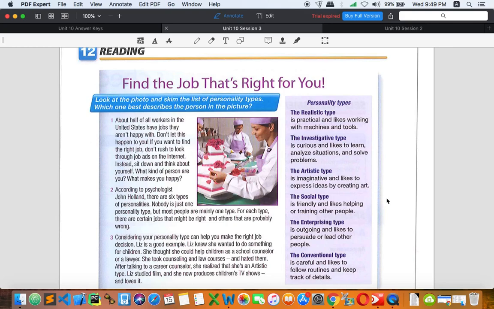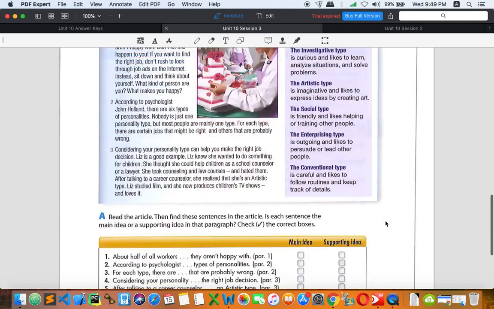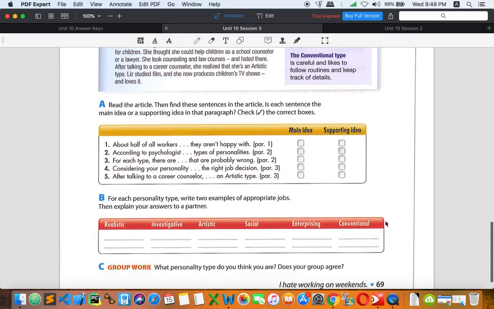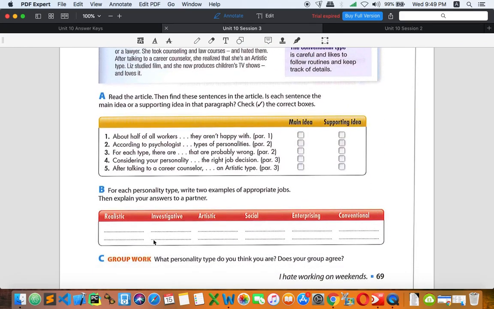All right, so after you finish reading all of this, you can go to exercise A and B. In part B, you need to find examples that are related to this particular personality type. So you need to find examples. You can use your own ideas. Doesn't matter, everybody. It's not about having a right or wrong answer, but make sure you understand each of them right here. Then you can give the right examples of that.